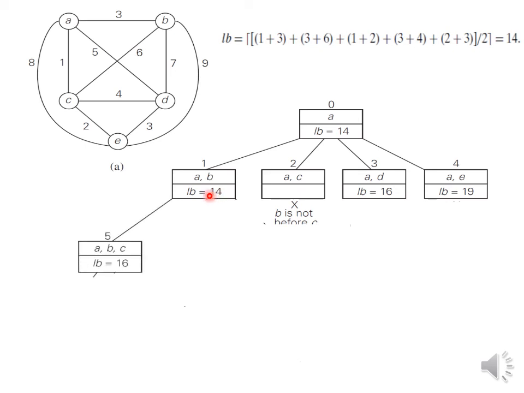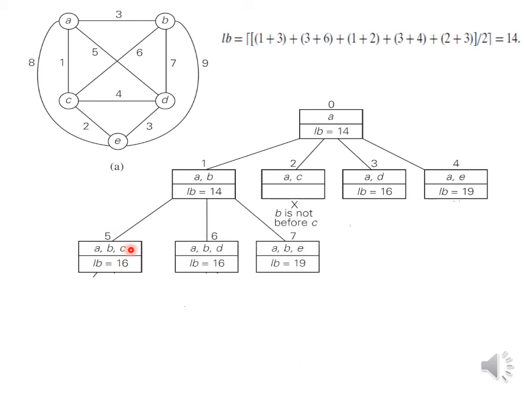So while expanding this, we now have some choices. A to B, the path is already done. Now from B, we can explore to C or D or E. So there are 3 choices now. The first choice is from B to C. The second choice is B to D. The third choice is B to E.